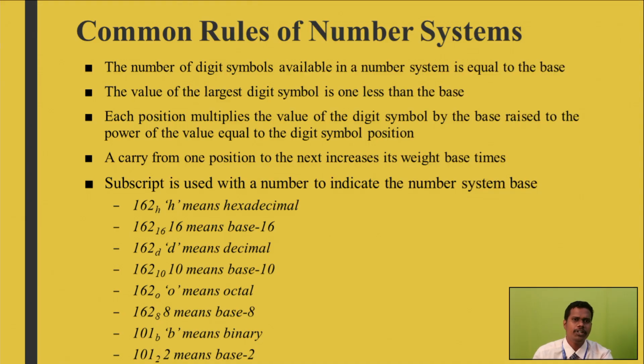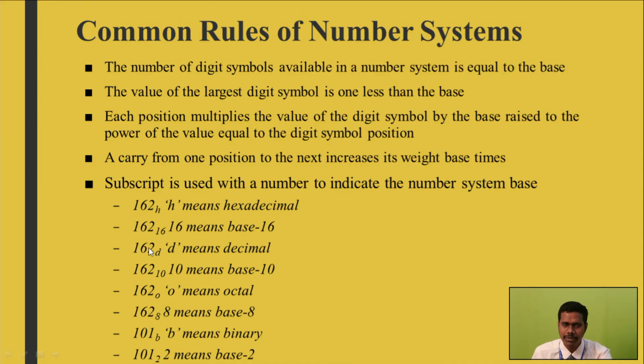Another important rule is the representation of a particular number system. For the number 162, they write H in the subscript. Subscript means written one step below the number. Here 162 with H means the H represents the hexadecimal number system. Another format of representing the hexadecimal number system is using the number value 16. So 16 represents the same hexadecimal value. Here 162 is in the hexadecimal number system.